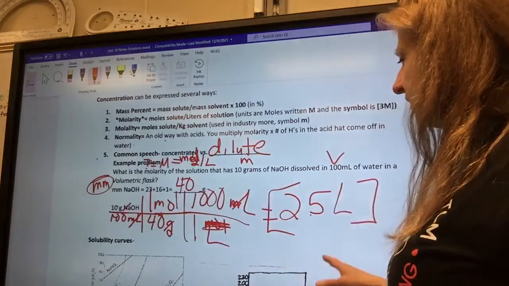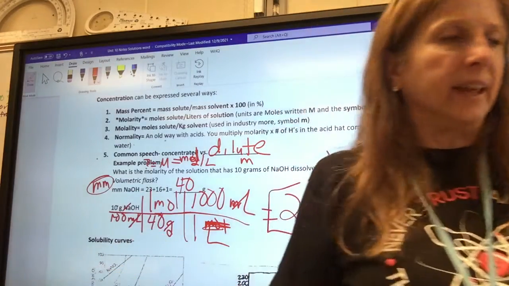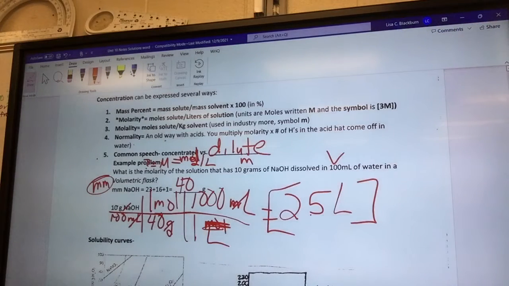Okay. The next thing are these things called solubility curves. They're graphs you have to be able to read on the test. I'm going to try to scroll up. Y'all ready? Do I need to wait? You got the problem? Okay. So let's go. I'm going to try to scroll without hitting the little thing.